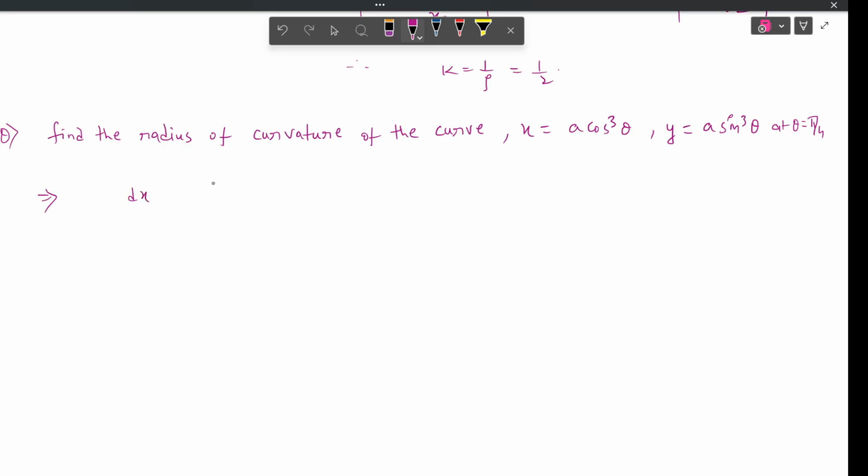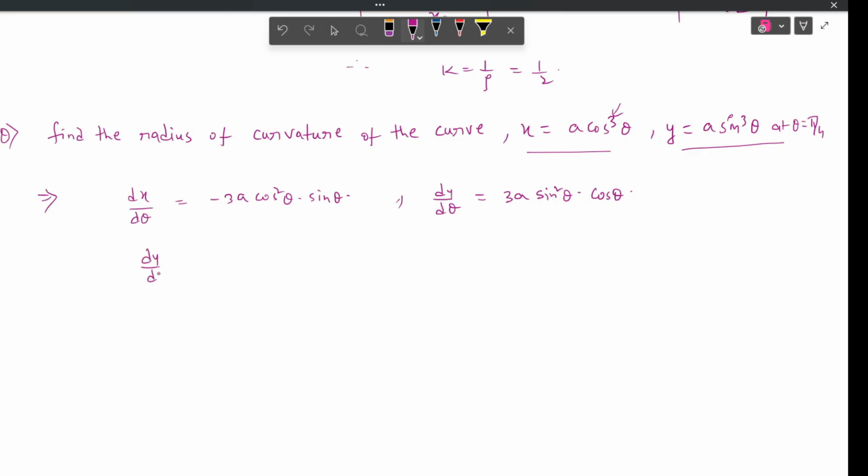So let us first differentiate this with respect to theta. So this would be minus 3a cos square theta sin theta, because first we have to differentiate for powers. So it would be 3 cos square theta, and for cos theta it would be minus sin theta. So that's why minus 3a cos square theta sin theta. And let us differentiate this equation with respect to theta. So dy by d theta would be 3a sin square theta, and for sin theta it would be cos theta.